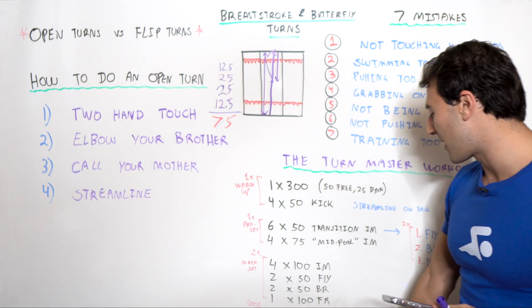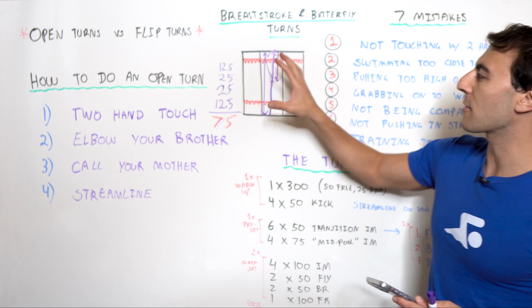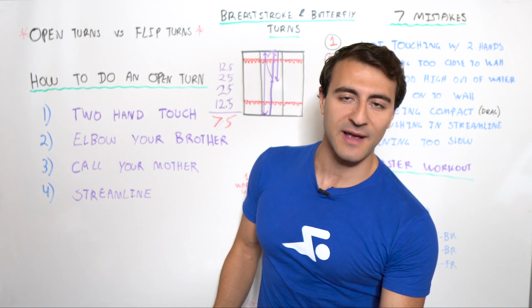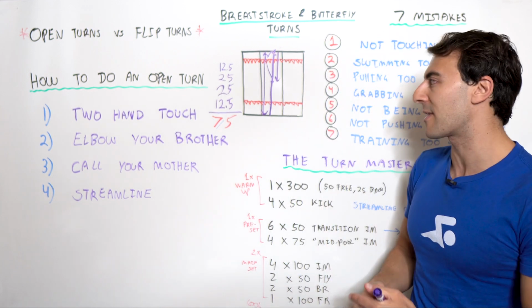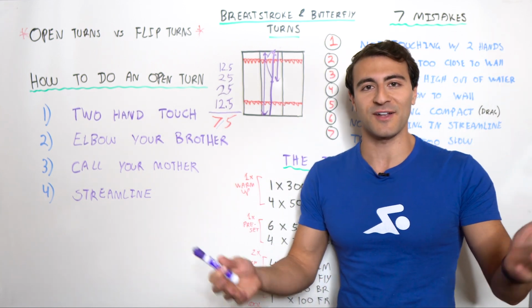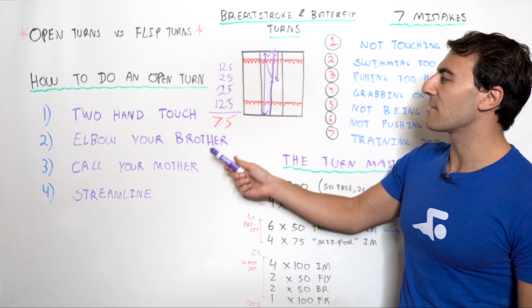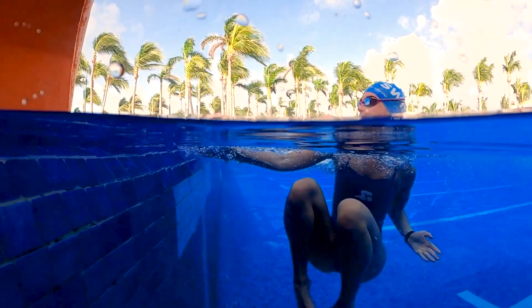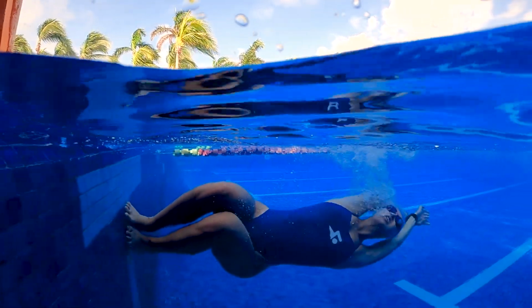Then you're going to cool down with 100 freestyle, and really think about incorporating some of these drills into your normal training. Whether you do the workout in the MySwimPro app or not, or you're a coach or whatever you are watching this video, thank you for watching. But make sure you incorporate these drills and remember the 4 basic steps of how you do the open turn: 2-hand touch, elbow your brother, call your mother, streamline.